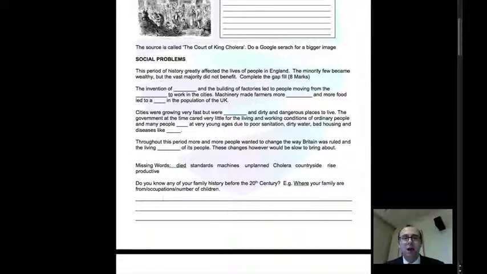Upon completion, I'd like students to contemplate whether they know anything of their family prior to the 20th century. Maybe where the family are from, occupations that the family have been involved in, maybe the number of children that each generation had. That information could be provided in the space here.